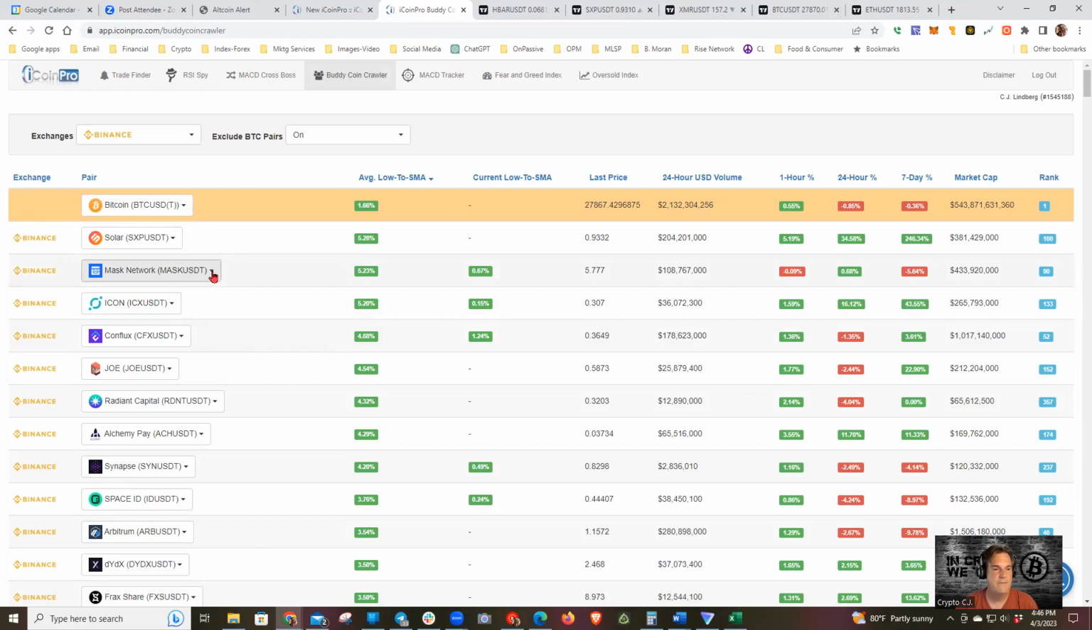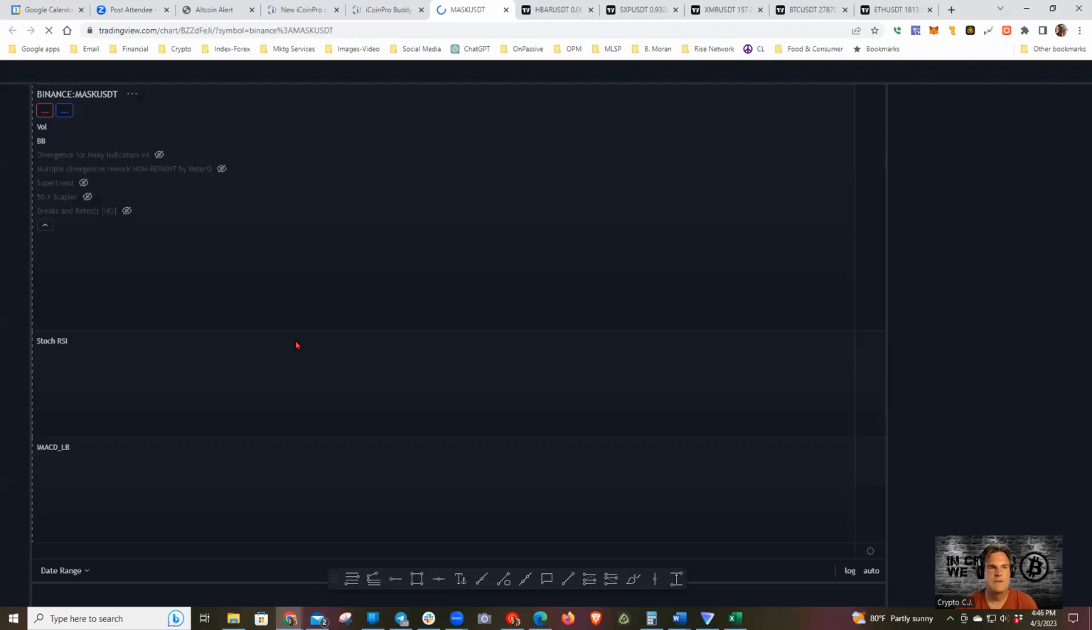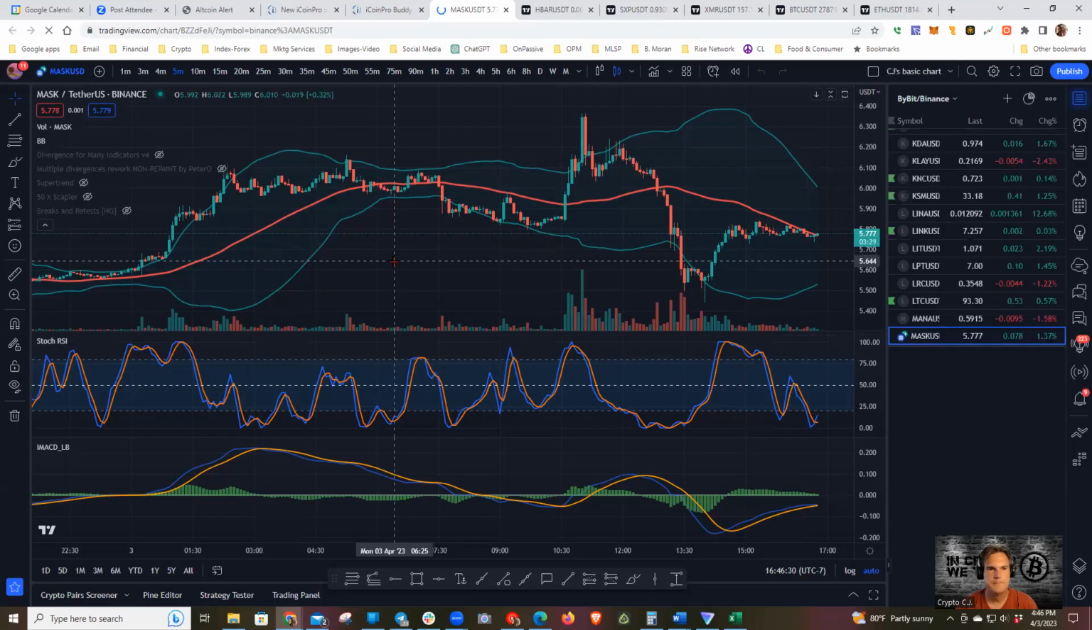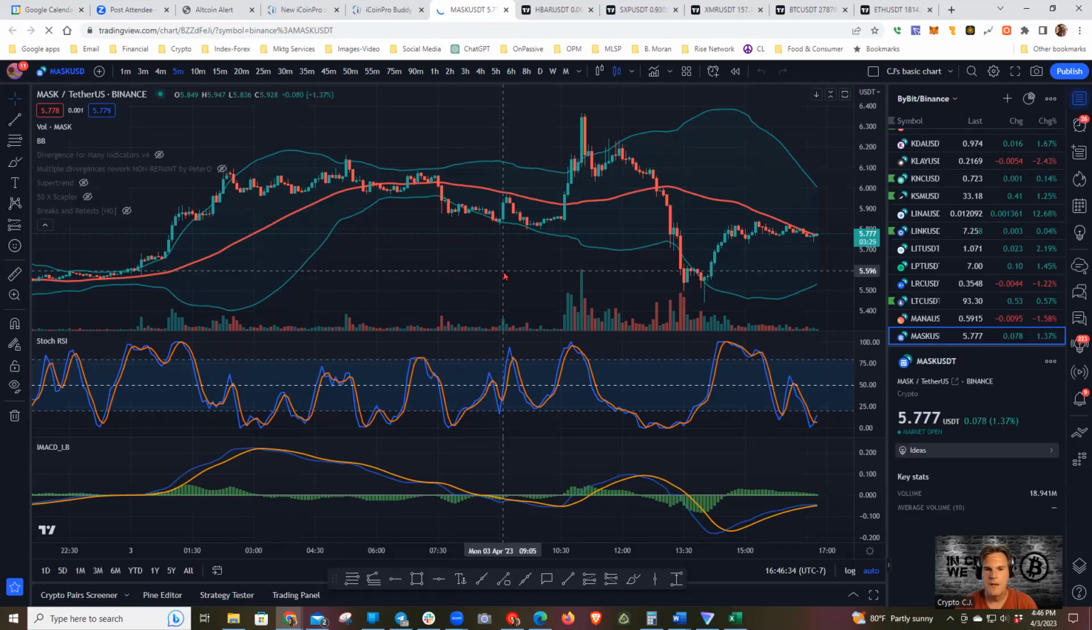Mask is something I trade from time to time. So let's look at that one. Drop down menu, TradingView. And this should give us a 5-minute chart on mask. All right, make sure I've got the right coin this time. Okay.